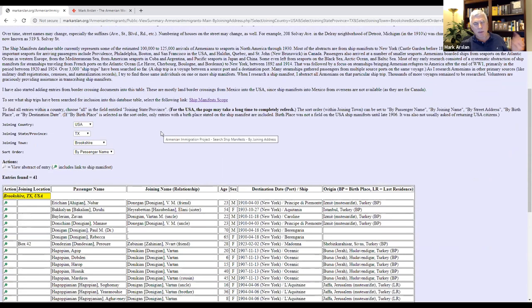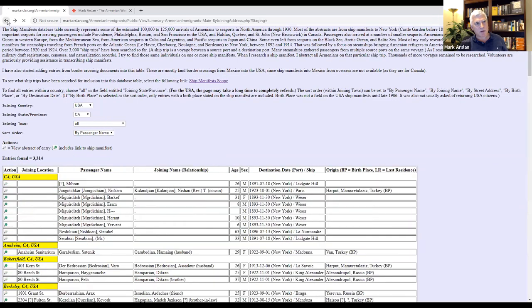And on many of these screens, you can search by name, by the passenger name, the joining name, street address, birthplace, and then the date that they arrive. So all kinds of different search criteria, and it's different from screen to screen. So that's another way you can look at ship manifest entries.